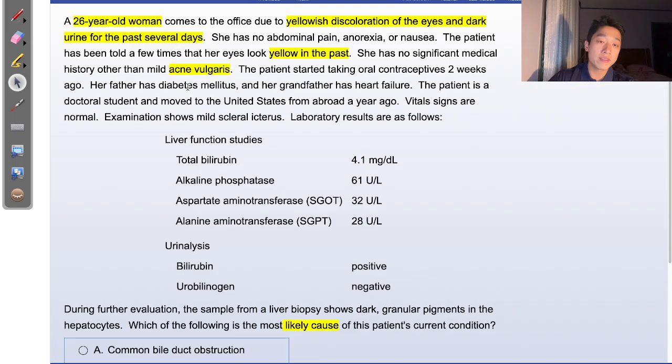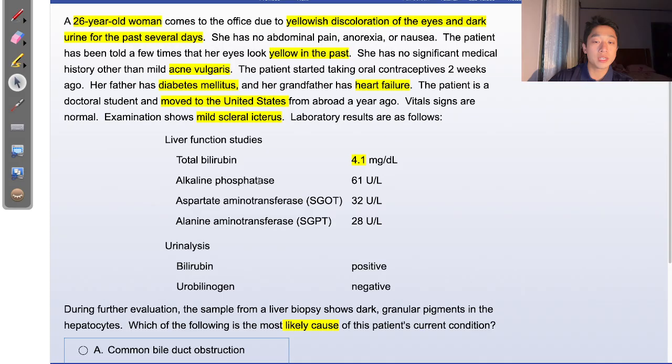Her father had diabetes mellitus. Her grandfather has heart failure. The patient is a doctoral student and moved to the US from abroad a year ago. Vital signs are normal. Examination shows mild scleral icterus. Laboratory results are as follows. Liver function studies: total bilirubin is elevated.